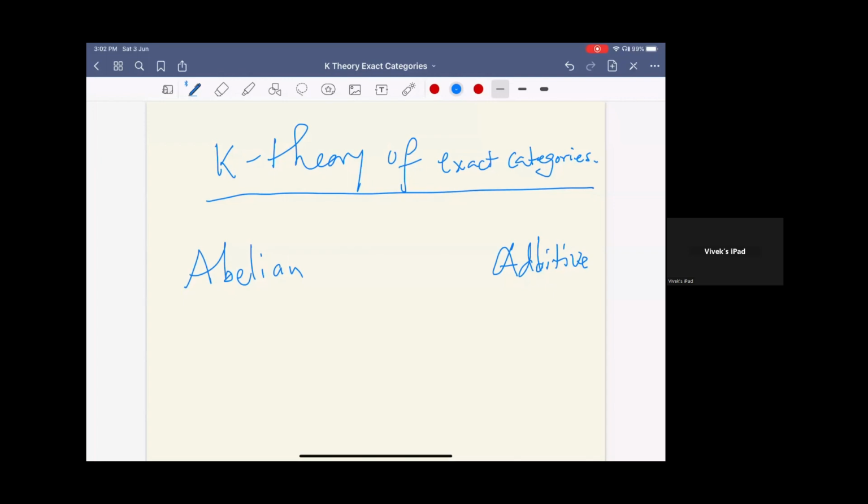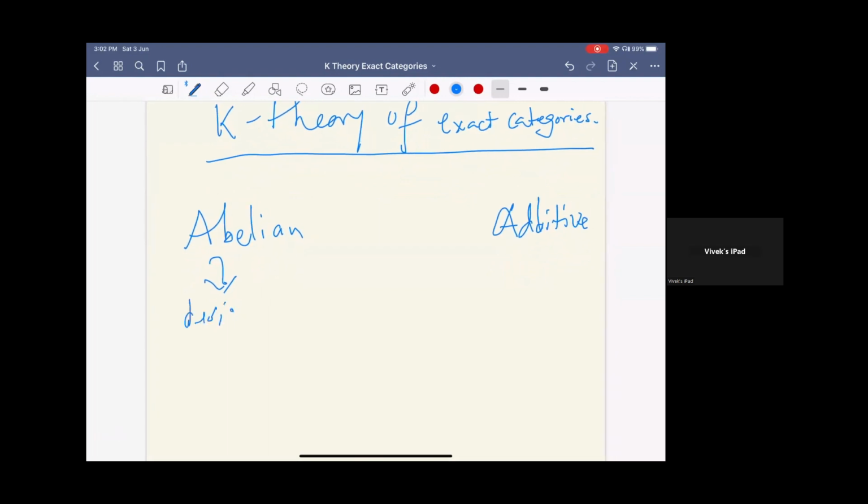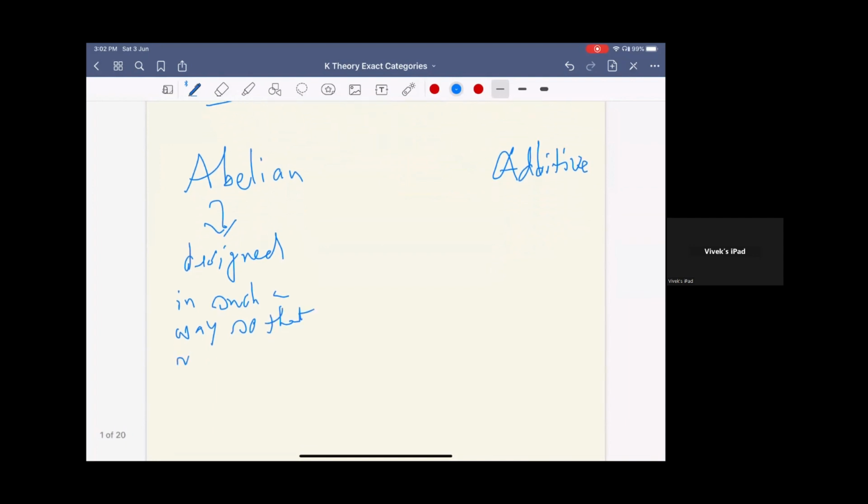So abelian category is designed in such a way that you can do homological algebra, so that you have a kernel and cokernel notion and also chain complexes and all these things. And additive category is, in a sense, a very simple setting.